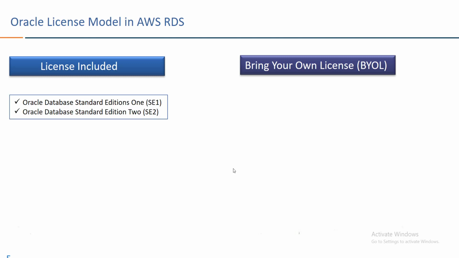When you choose license included, AWS provides only two editions of Oracle for the licensing, Standard Edition 1 and Standard Edition 2. That means you can't use Enterprise Edition. That is the reason when I chose Enterprise Edition, nothing came up for me to choose in the license model. It automatically chose bring your own license, because when you choose Enterprise Edition, you can't choose license included.